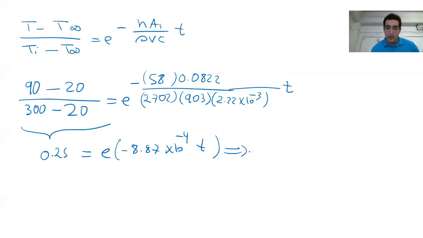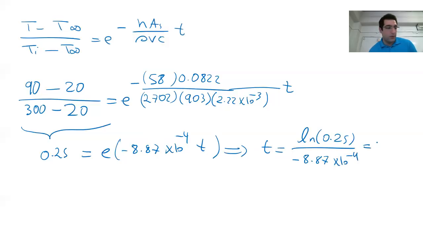times t. If you solve this, it gives you t is equal to, if you take ln from both sides, you have natural log of 0.25, and ln of e to the power of something is basically whatever is inside the parentheses, minus 8.87 times 10 to negative 4. So your time would be 1,563. By the way, the unit for time should be second. Now you can convert it, say this is around 26 minutes, or about half an hour.